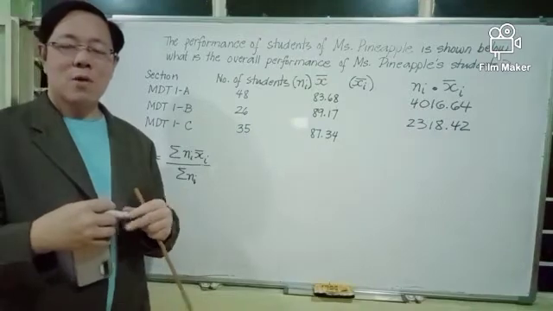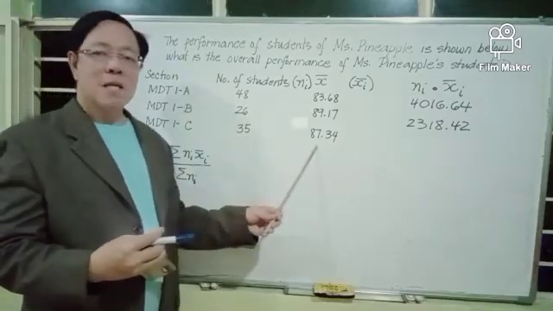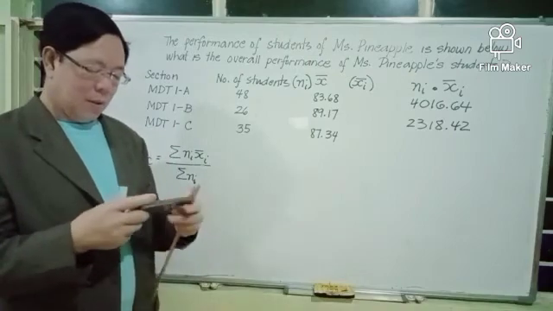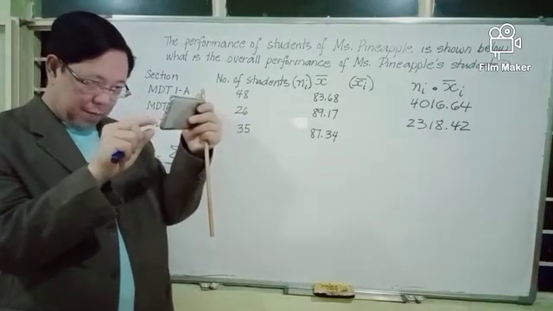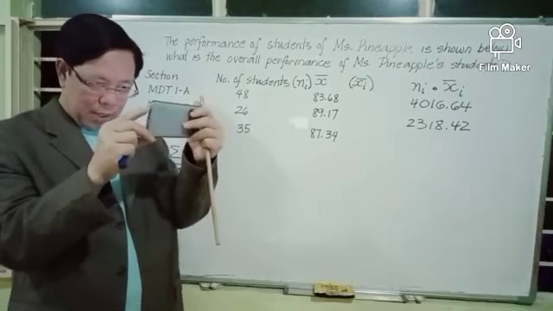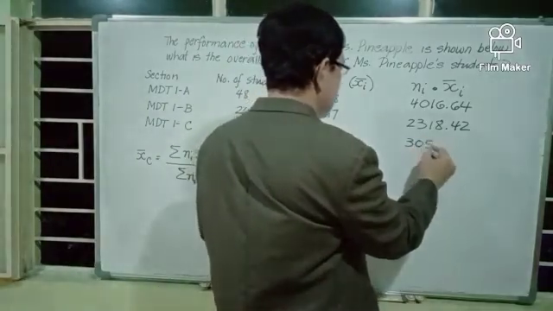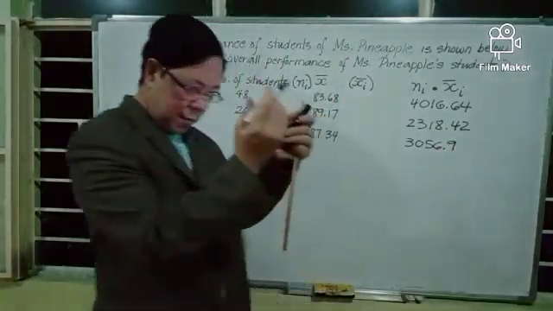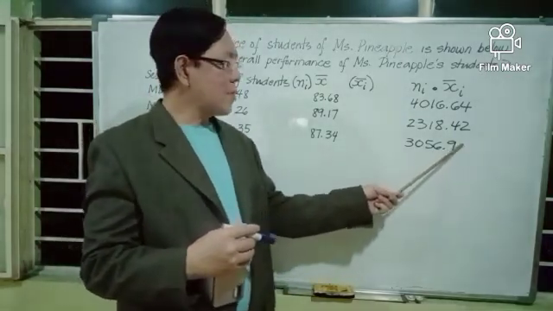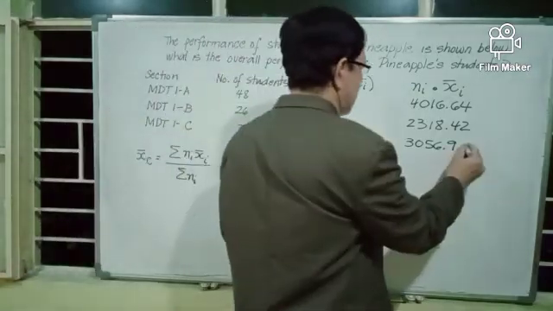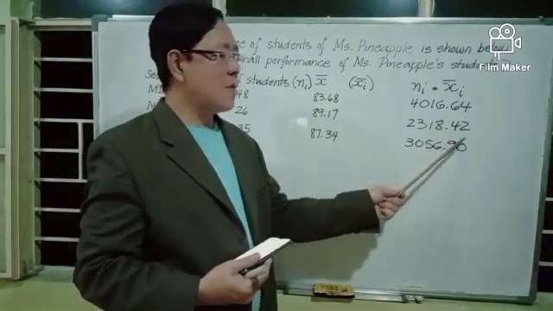And for the last or third section of Miss Pineapple, MDT 1C, we multiply 35 by 87.34. And you should get 3,056.9. In your calculator, you have 0.9. But if you want to write your answer to 2 decimal places, you simply add 0 after 9, so that all the products are written with 2 decimal places.